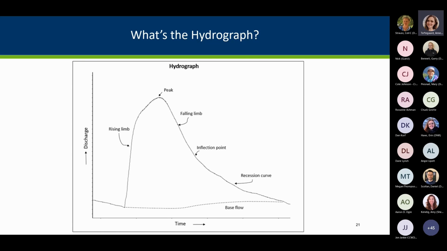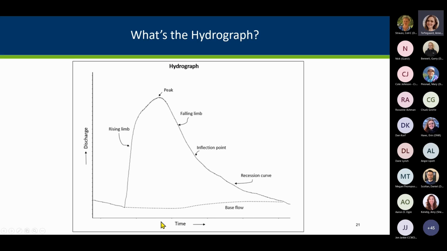So one way to describe the flow in a watershed in graphical terms is using something called a hydrograph. What exactly is a hydrograph? It's a graph of the runoff flow or discharge, which is shown on the y-axis here, over time, which is shown on the x-axis here.